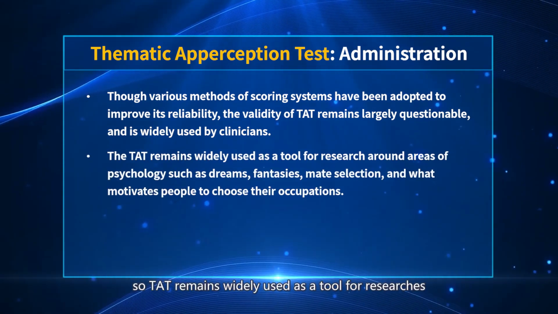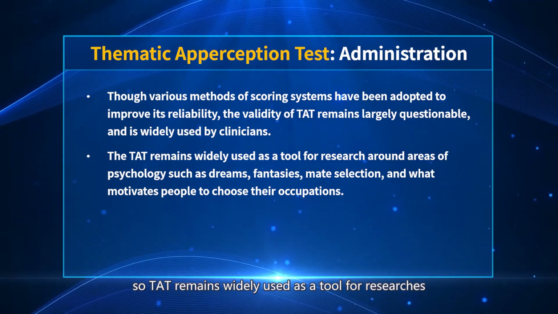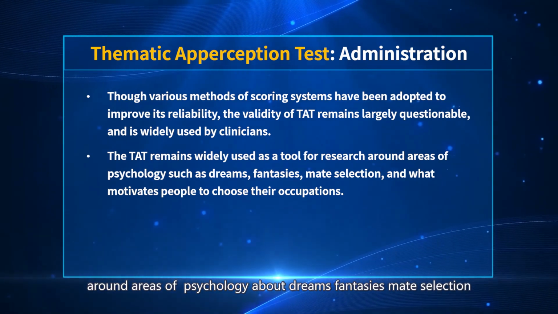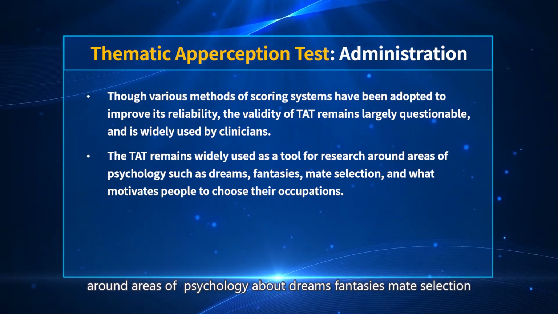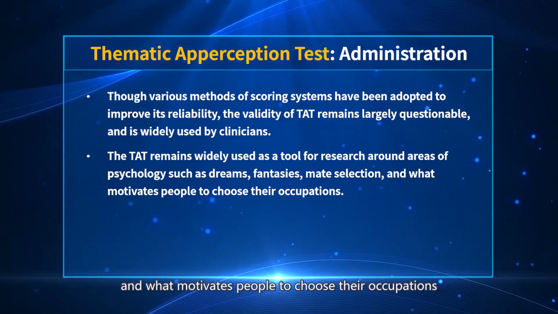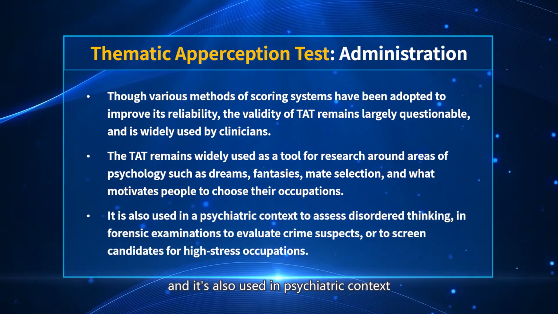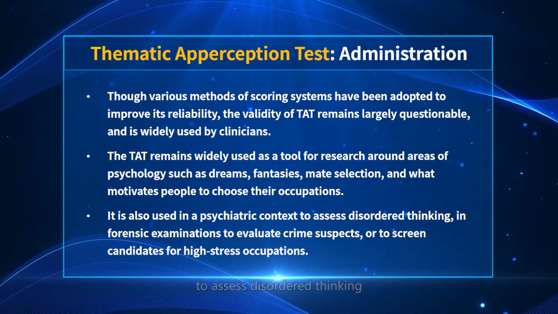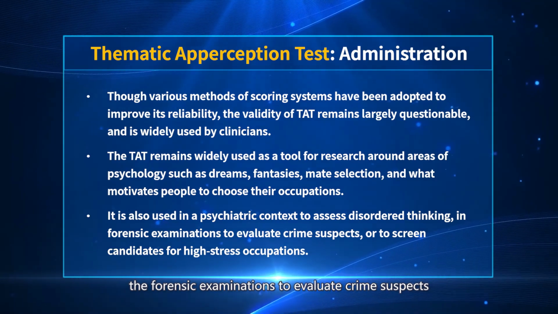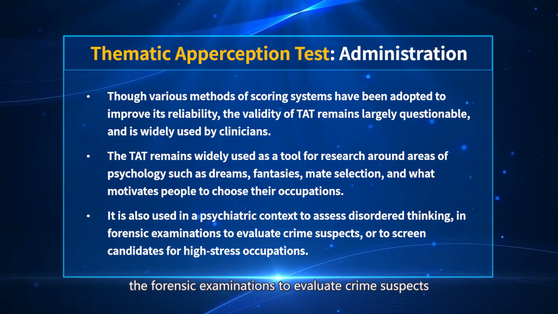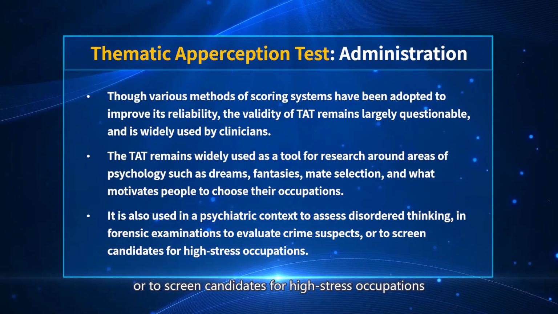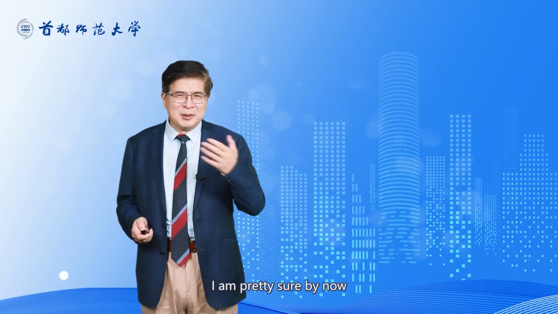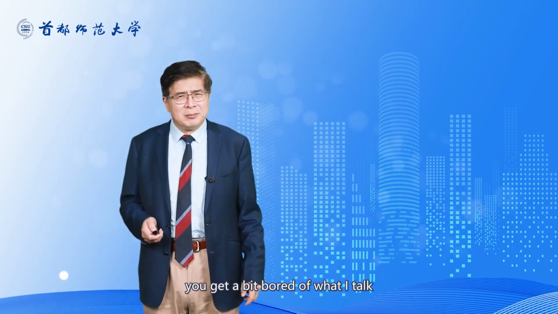So TAT remains widely used as a tool for researchers in areas like psychology, about dreams, fantasies, mate selection, and what motivates people to choose their occupation. And it's also used in psychiatric contexts to assess thinking disorders, in forensic examinations to evaluate crime suspects, or to screen candidates for high-stress occupations. I'm pretty sure by now you get a big ball of what I taught.